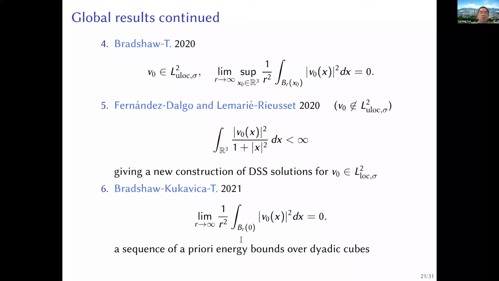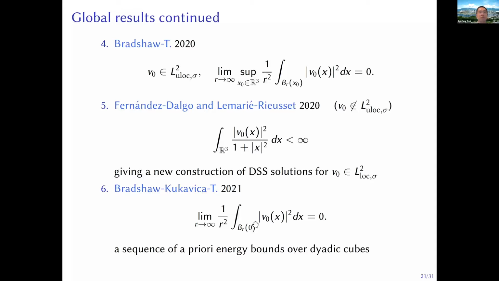And the idea of all this, the idea of 4 and 6, is a sequence of applied energy bounds. And for this particular one, it will be over dyadic cubes. I will say more on that later. But this result contains both 4 and 5. So far, this is the best result.